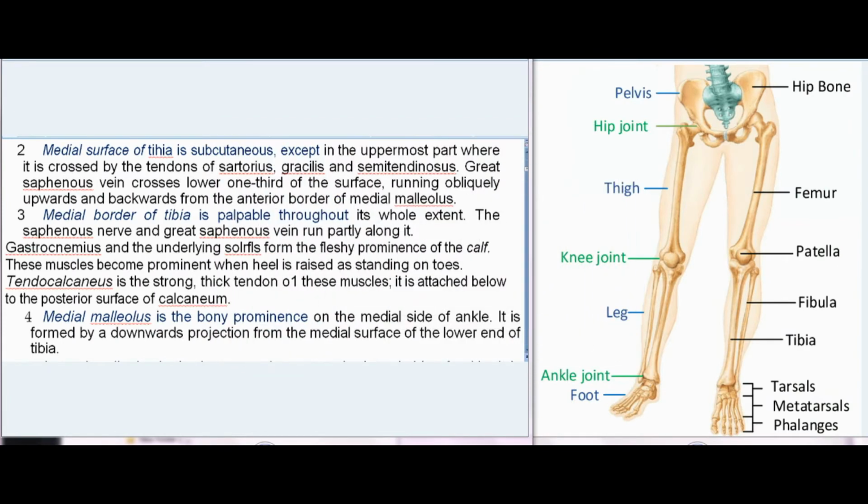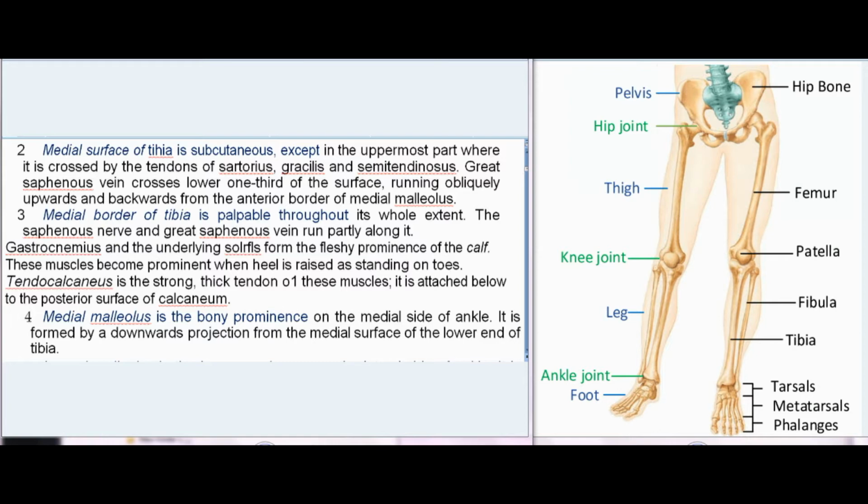5. Medial surface of tibia is subcutaneous, except in the uppermost part where it is crossed by the tendons of sartorius, gracilis, and semitendinosus. Great saphenous vein crosses lower one-third of the surface, running obliquely upwards and backwards from the anterior border of medial malleolus. 6. Medial border of tibia is palpable throughout its whole extent. The saphenous nerve and great saphenous vein run partly along it.